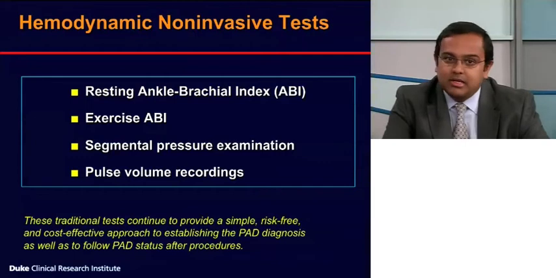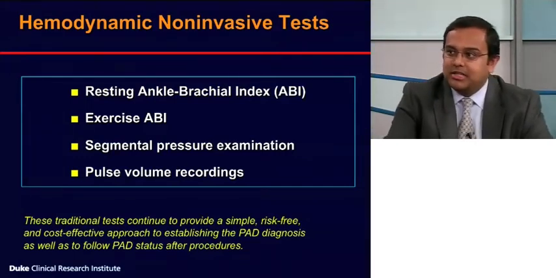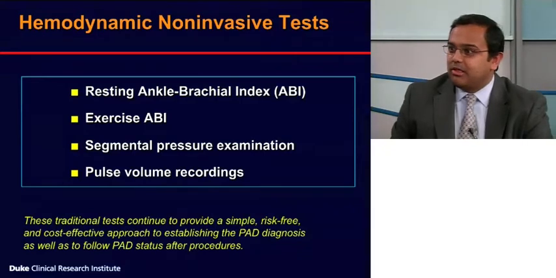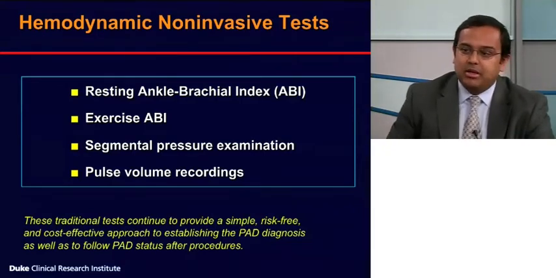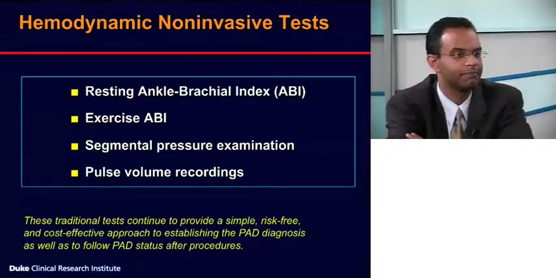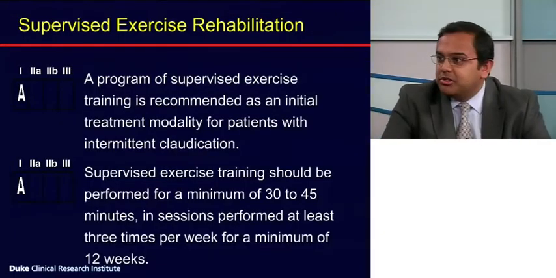Most people would say do a resting ABI, maybe with exercise. You can do pulse volume recordings and then decide if you're going to take the patient to the cath lab. If you're taking the patient to the cath lab, you may do non-invasive imaging. Well, what should you do for this patient?